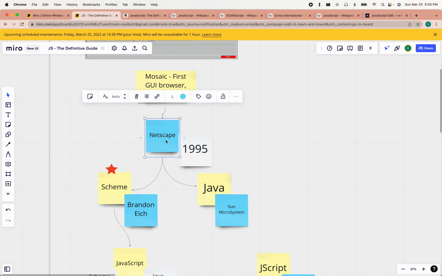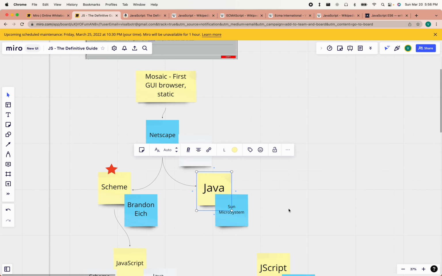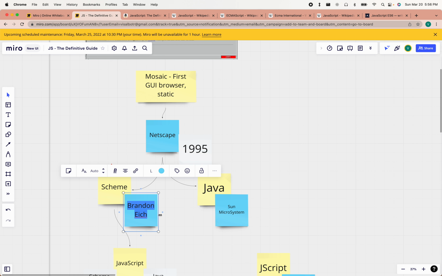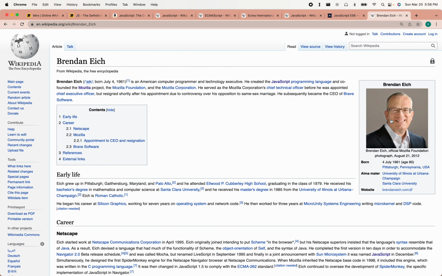And at that time, Netscape got help from Sun Microsystems for the Java route, and the scheme language route was done by a guy called Brendan. I do not know how to pronounce his last name, so I'm not going to say it. I believe Brendan right now is the founder of a browser called Brave. So he is this guy right here. Yeah, he's the CEO of the Brave browser.